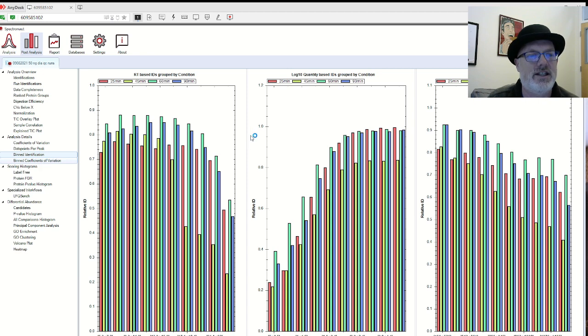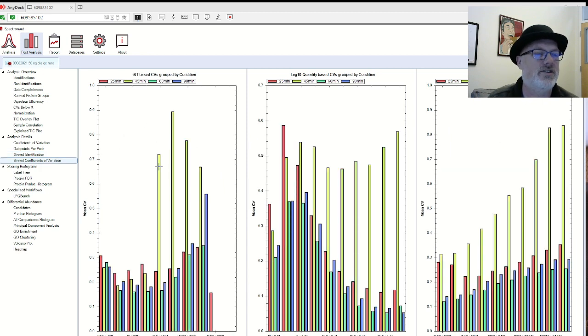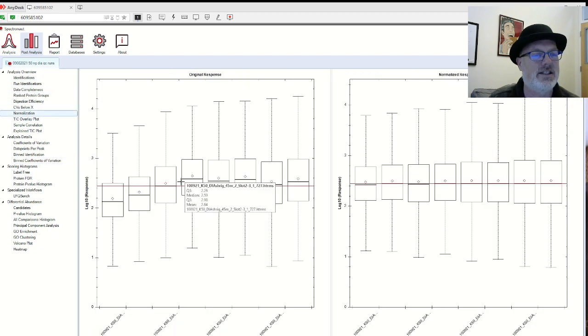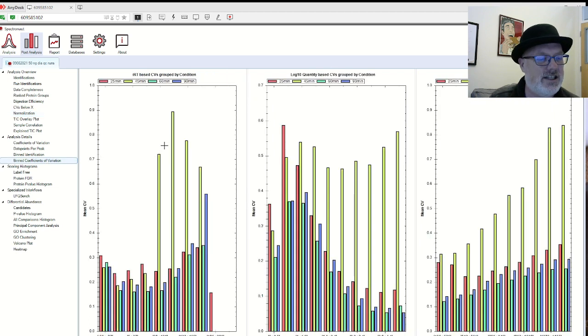Bin coefficient of variation. Let's see what we got here. Oh, that's interesting. Remember how we saw one of those 45-minute runs is an outlier, even though the normalization looked pretty consistent, right? Although this is a log 10 response, so maybe that is a significant change. But you can kind of see how your coefficient changes. CVs bucketed by iRT, which is the normalized, or the iRT space for retention time.